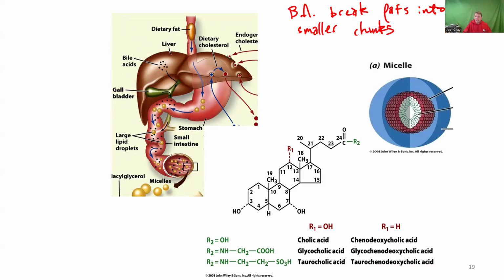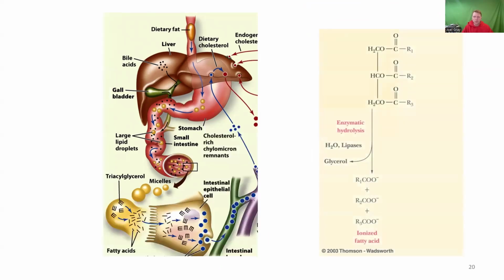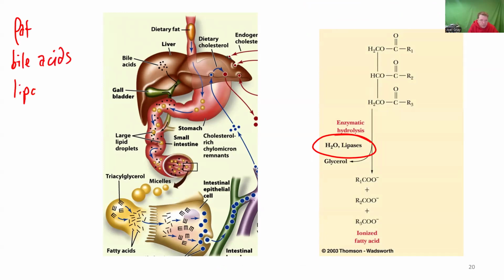Because then it's a little bit easier to process. It's a little bit easier to do something with. And whenever we have that, we can bring in lipases. Okay, so we've got fat, bile acids, lipases.